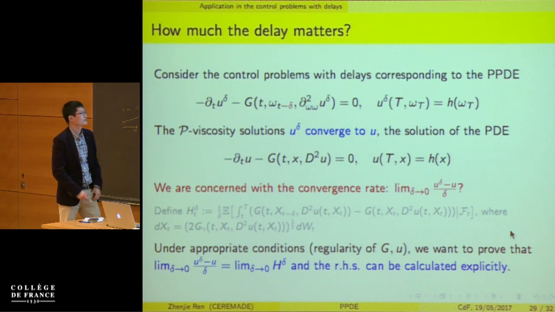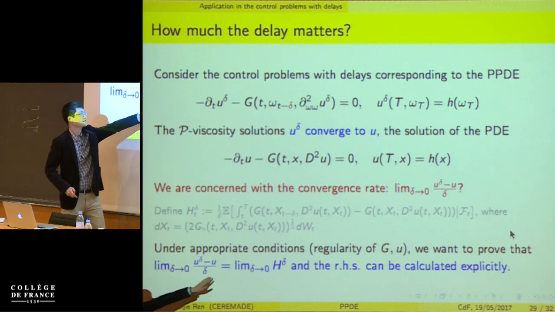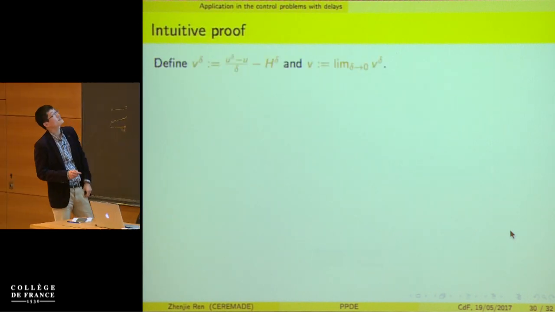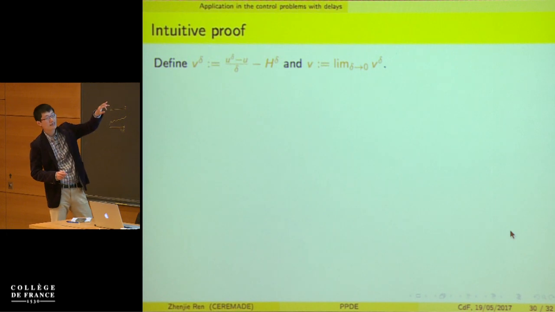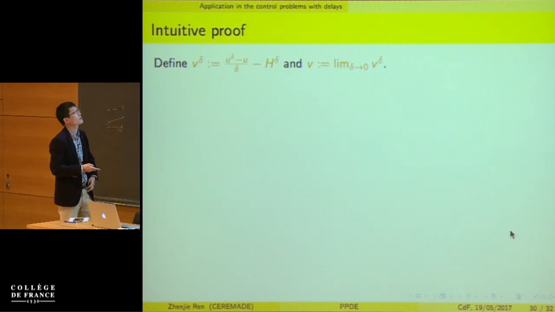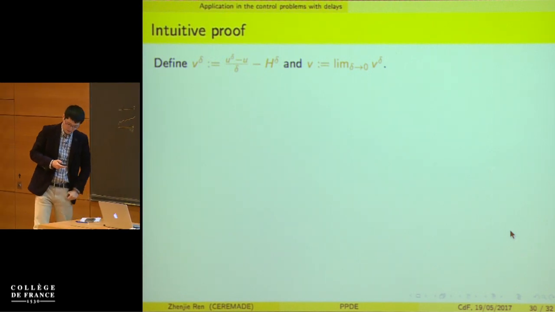Okay, how do we do it? So how do we prove this blue line here? We just consider the difference between this quotient and H delta, right? We want to prove that V delta converges to V equal to 0. We want to prove that this V is 0, okay? We want to prove V is 0.